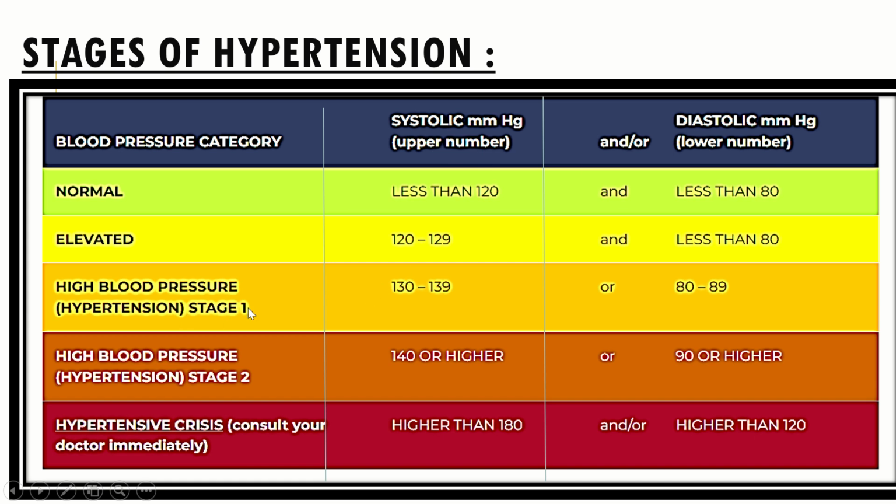Then the high blood pressure stages: stage 1, stage 2 and hypertensive crisis. In stage 1, the systolic is 130 to 139 and the diastolic is 80 to 89. In stage 2, it is 140 or higher and the diastolic is 90 or higher. In hypertensive crisis, the patient must immediately seek medical advice; the systolic is more than 180 and the diastolic is more than 120. So we categorize them as elevated, stage 1, stage 2 and hypertensive crisis.